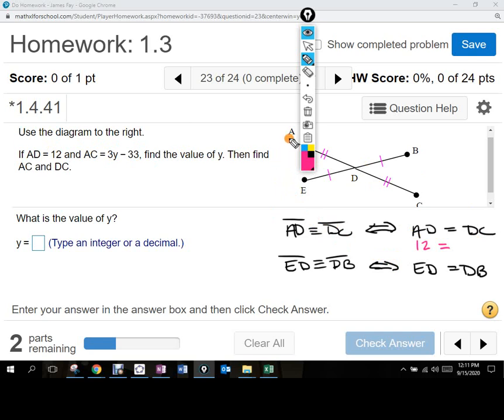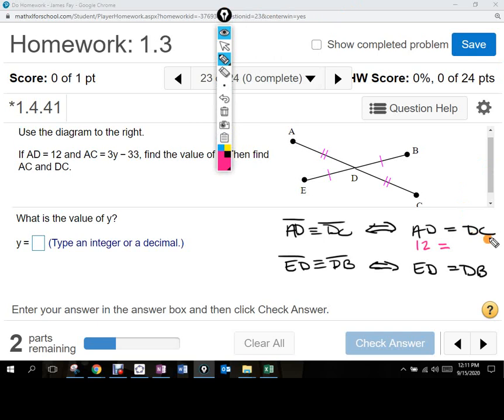So here's an argument that we have to make. Because they don't give me that specific value, you might be thinking, well, I'm stuck on this. I don't know what to do. What do you know about AD compared to DC? They're the same, right? So if they told me that AD is 12, what's DC? DC is 12, right? That's the idea of congruence and equality.